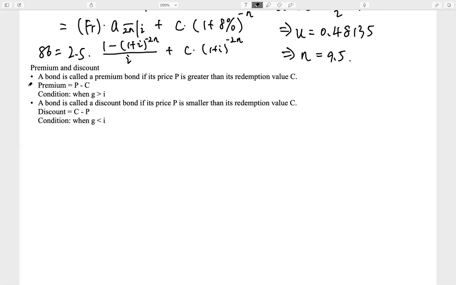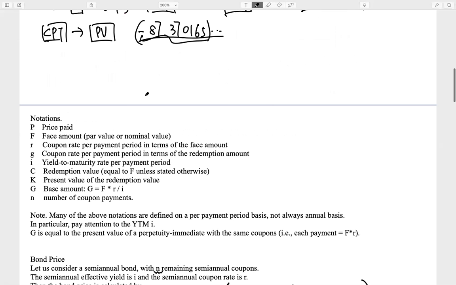Okay, when will we get a premium bond? It is when the rate g is greater than the rate i. So what is rate g? Rate g is the coupon rate in terms of the redemption amount, right? So if you are paid more than the market interest, of course you should be paying more, right? If what you receive is less than the market interest rate, you will pay less than the redemption value, right? It makes perfect sense.